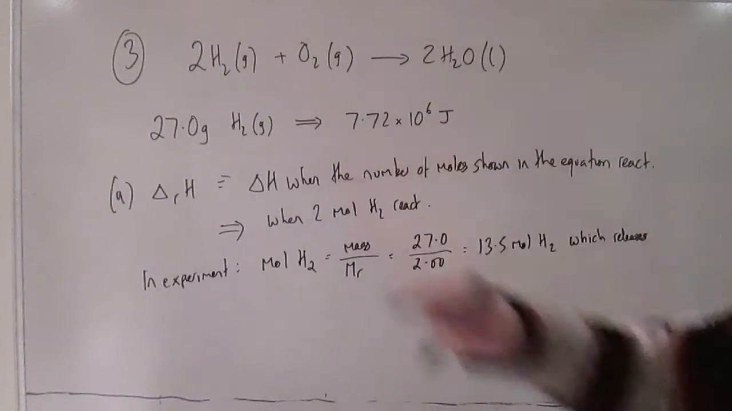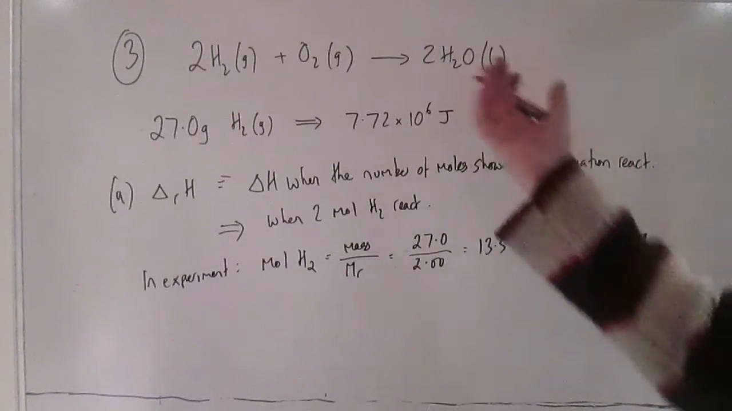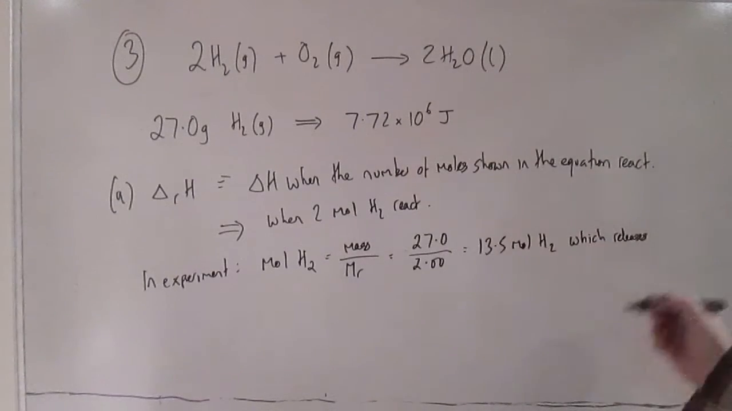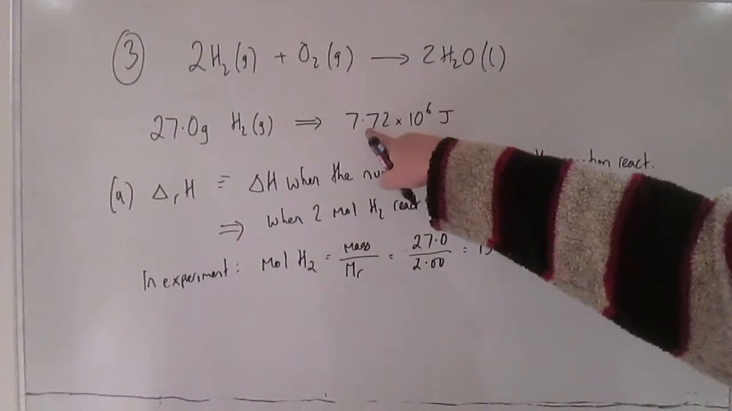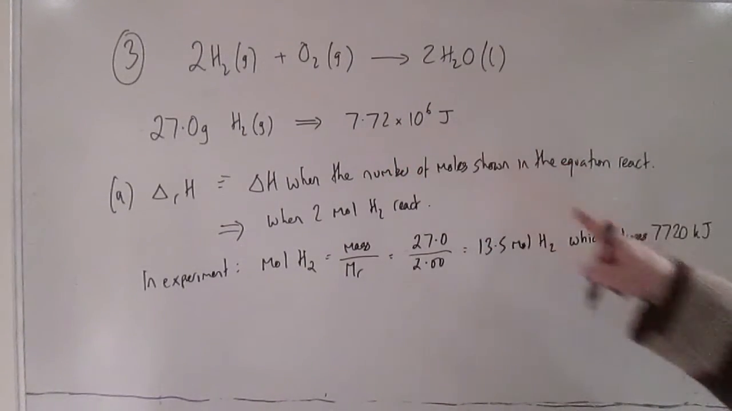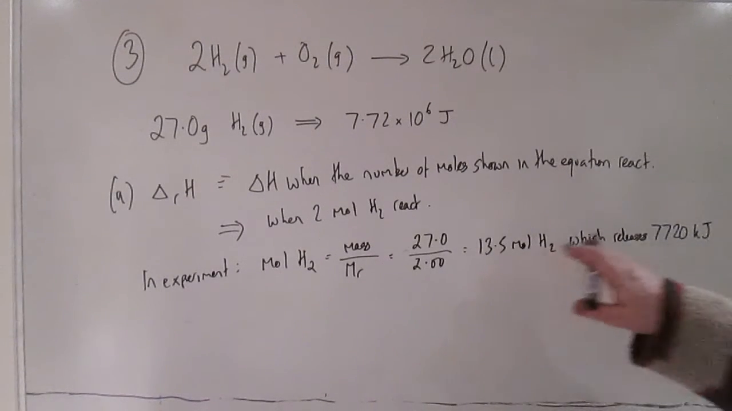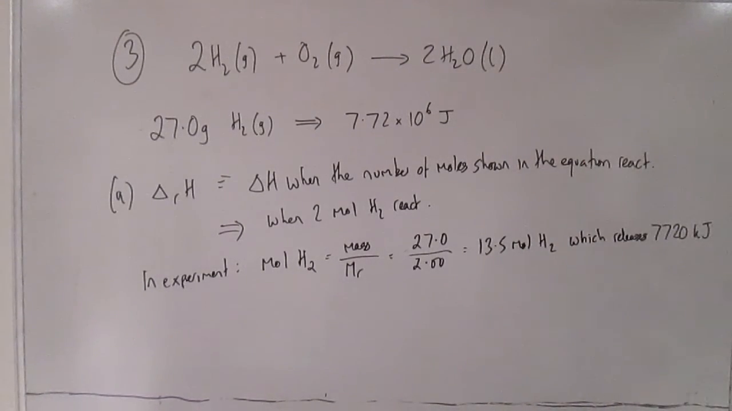releases that amount of energy, 7.72 times 10 to the 6 joules, but remember we want that in kilojoules, because we always work in kilojoules in chemistry, so we've got to divide that by 1000, which is 7720 kilojoules. Okay, so divide by 1000 is 7.72 times 10 to the 3, which is 7720 kilojoules. So 13.5 moles releases that much. We've got to scale that down and say, right, well, what would therefore 2 moles produce? Because that then gives us our delta H of reaction.